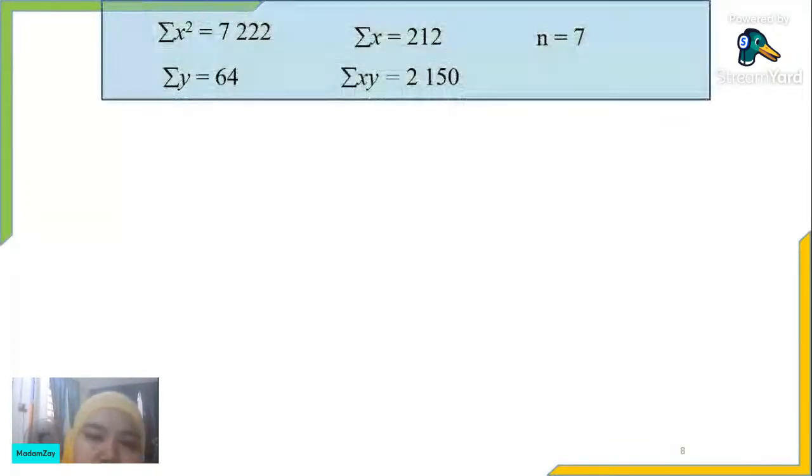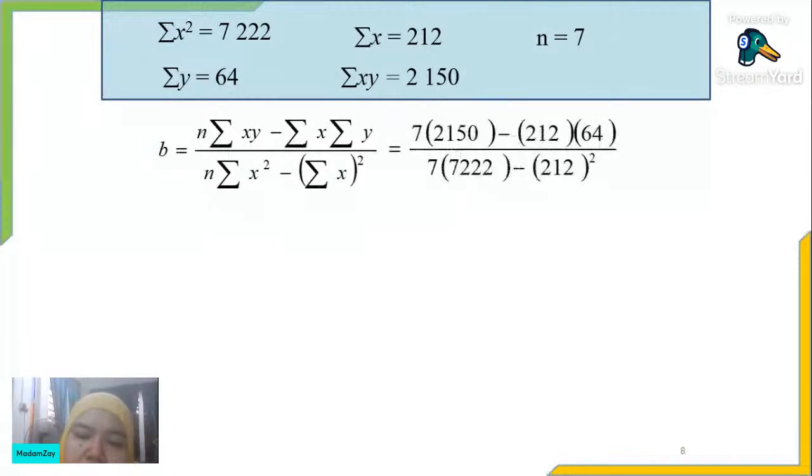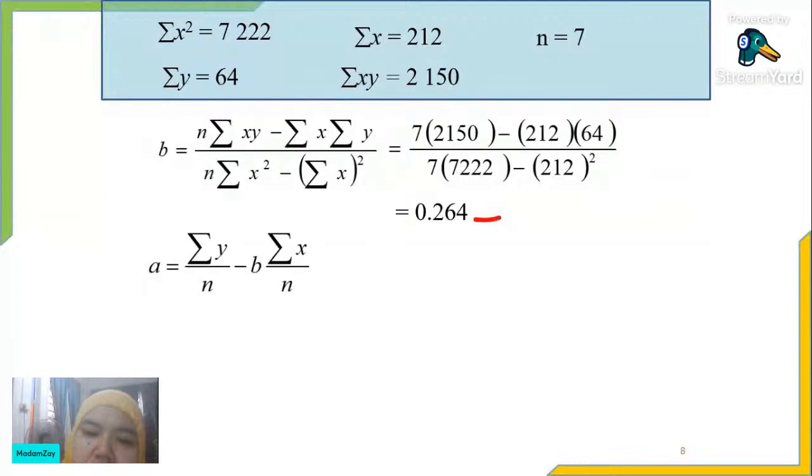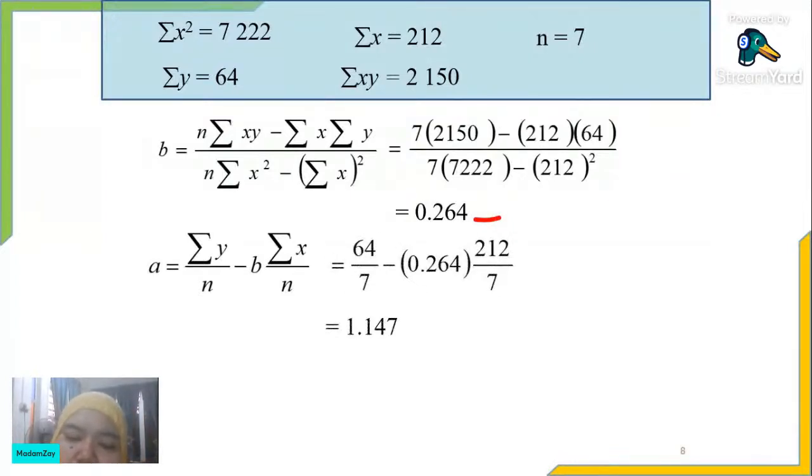Now substitute all the values into the formula for B. We can directly check, it is equal to 0.264. Now to find the value of A, substitute the value of summation of y over n minus the B we have in this part, multiplied by summation of x over n. So we have the answer is equal to 1.147. Okay, now we have the A and B. The y cap is equal to A, 1.147, plus B, 0.264, multiplied by x. Okay, so this is the y cap, the least square regression line.